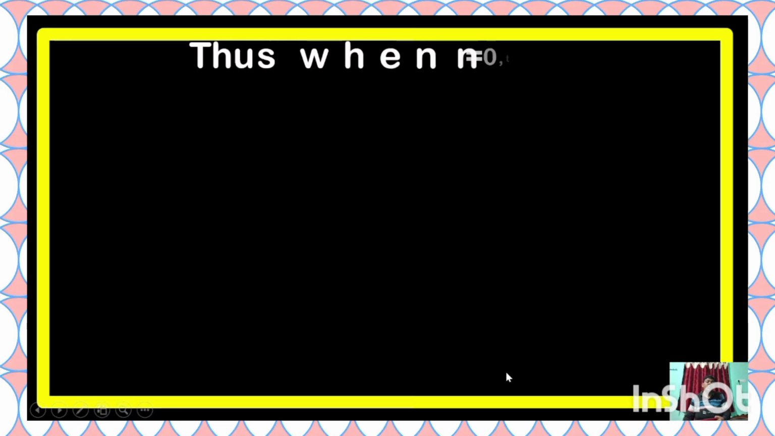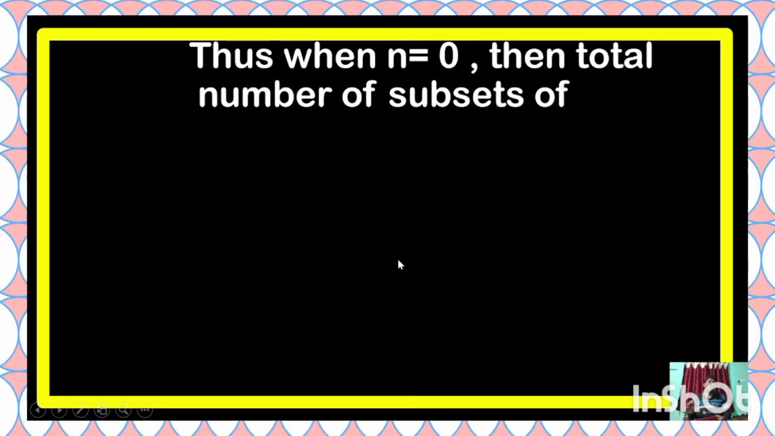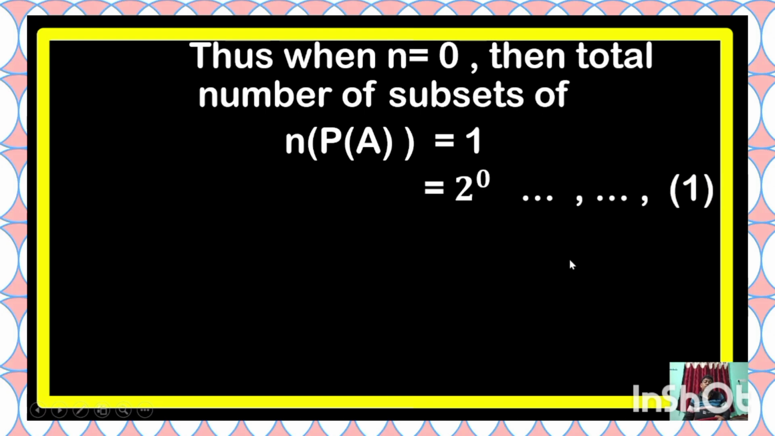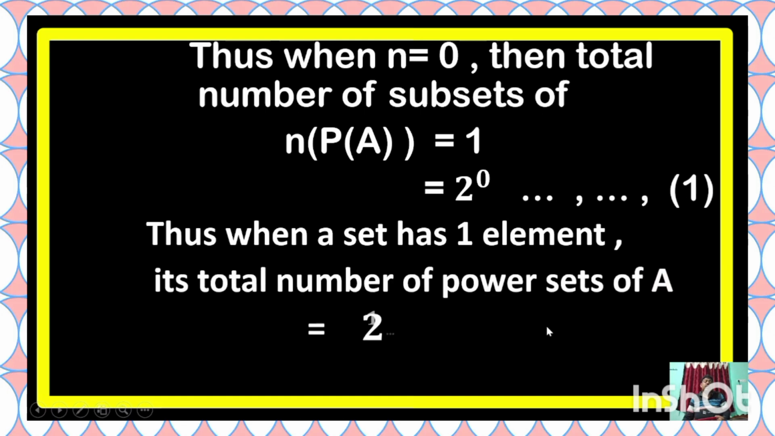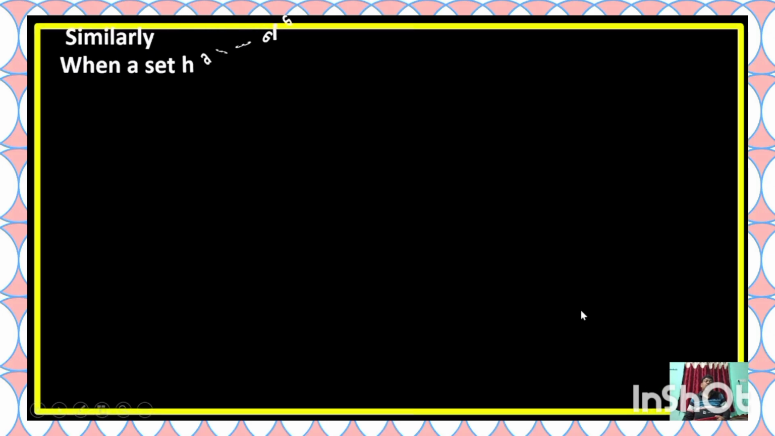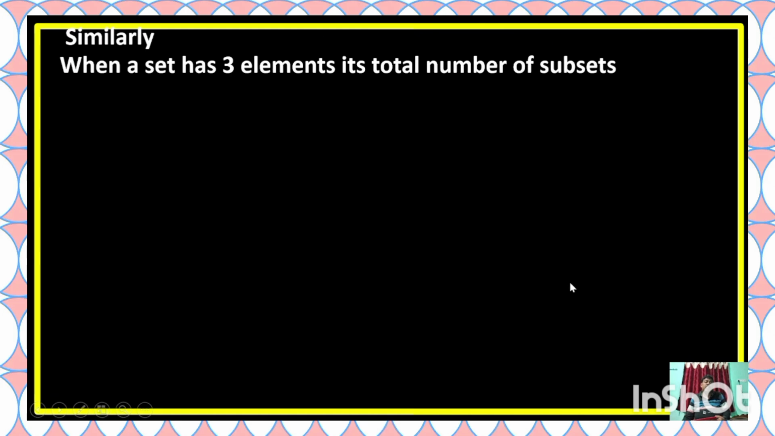Okay, similarly, it is clear that when n is equal to 0, the total number of subsets is what? 1, yes or no? Which is 2 to the power 0, right? Thus, when the set has 1 element, its total number of subsets is 2 to the power 1, right? Similarly, when a set has 3 elements, can you say the total number of subsets, or we can write the cardinality of the power set of A, which is 2 to the power 3. Look at here. Here how many elements? 3 elements. Here the power of 2 is 3. Understand? So the cardinality of the power set is 2 to the power 3.